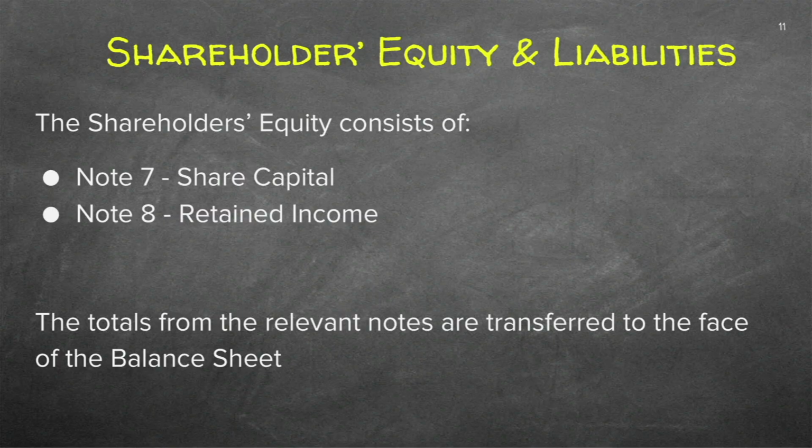Let's now look at the shareholders' equity and liabilities. So the shareholders' equity consists of note number 7 and note number 8: the share capital plus the retained income. And when I add those two together, I get shareholders' equity. So you need to learn that shareholders' equity consists of my share capital, or sometimes called ordinary share capital, plus my retained income. And these totals come from the relevant notes in the notes to financial statements, which are then transferred to the balance sheet.